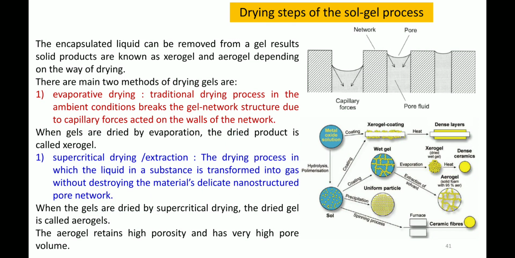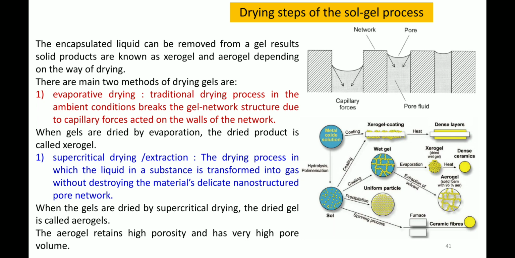So this is what we have discussed here. The encapsulated liquid can be removed from a gel, resulting in solid products known as xerogel and aerogel, depending on the way of drying. So there are two methods of drying gels.